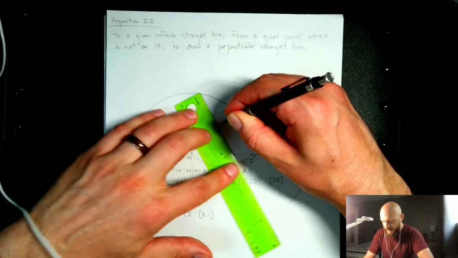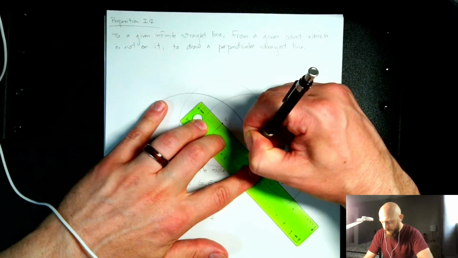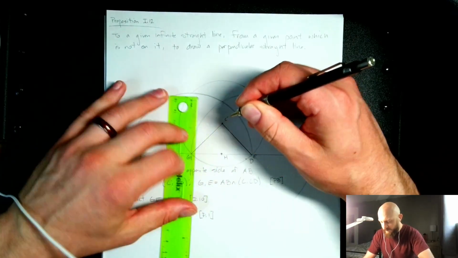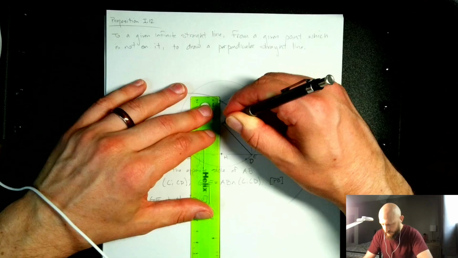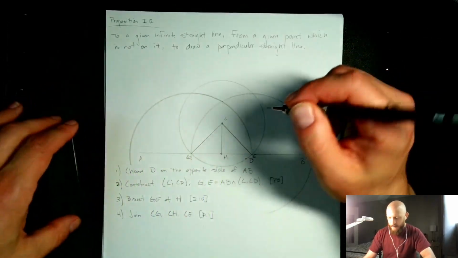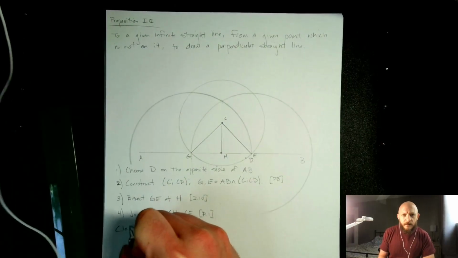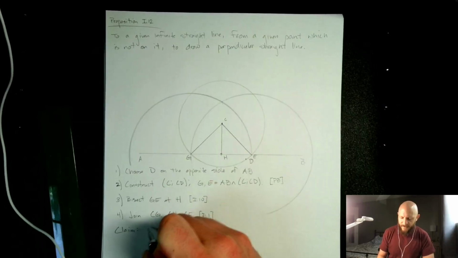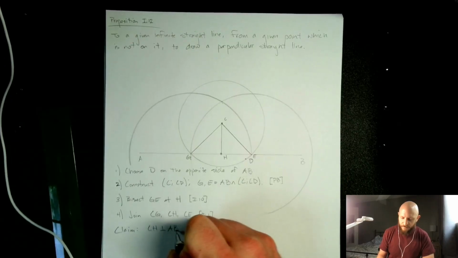So we make CG, here's CE. That one might be a little bit off. And then CH. CH also seems a little off. Here we go. That seems good. All right. And then the claim then is that CH is perpendicular to AB.